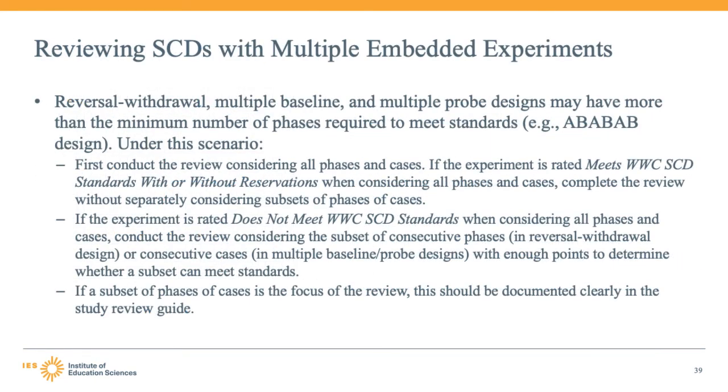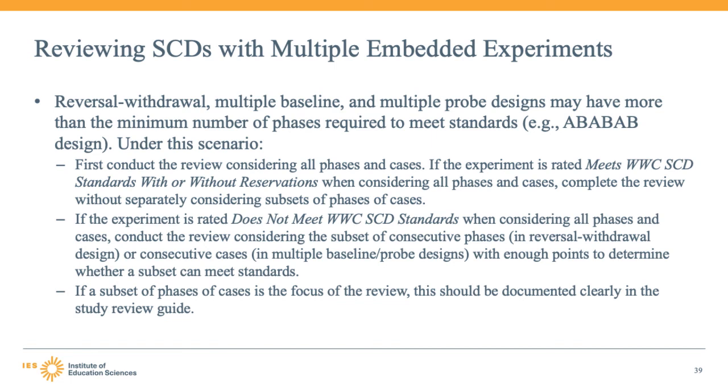Now that we have covered the WWC SCD standards and how those are used to determine WWC ratings for single-case design studies, it is important to note that many single-case studies may use designs that have more than the minimum number of phases or data points per phase that are required to meet these standards. For instance, a treatment reversal or withdrawal design that had 6 total phases, say an AB, AB, AB design, would have more than the minimum number of phases required to meet the WWC SCD standards.